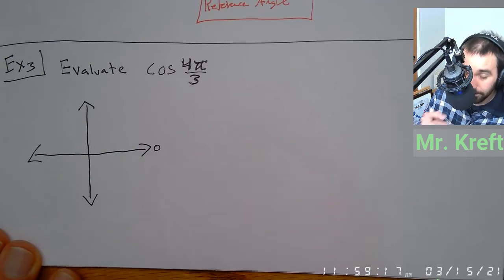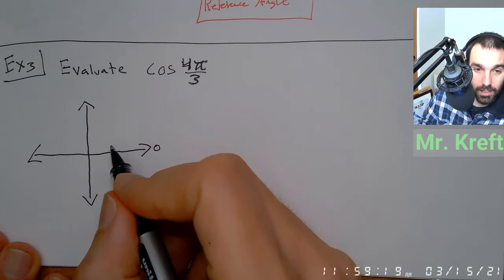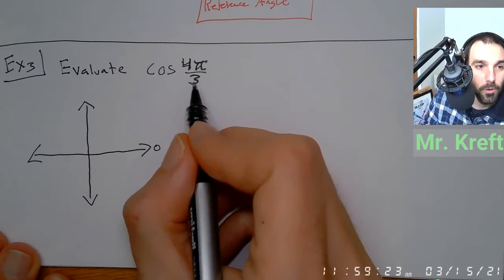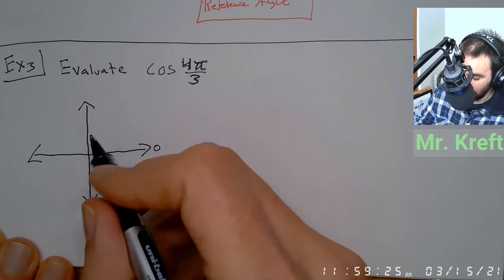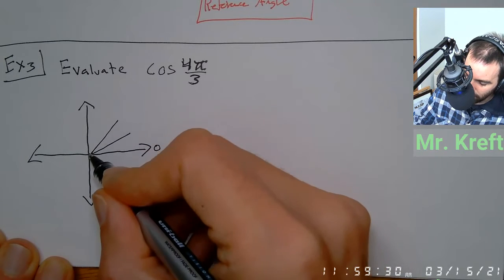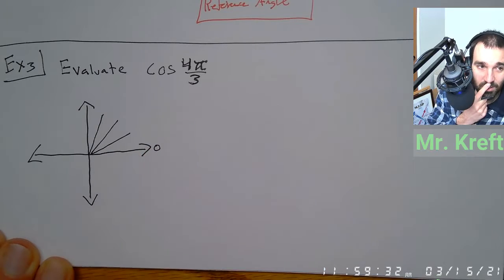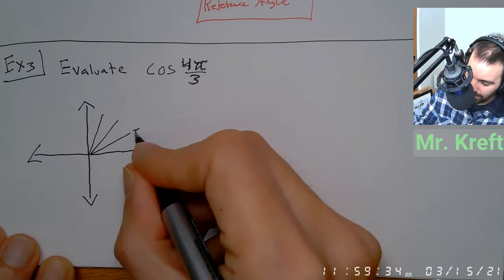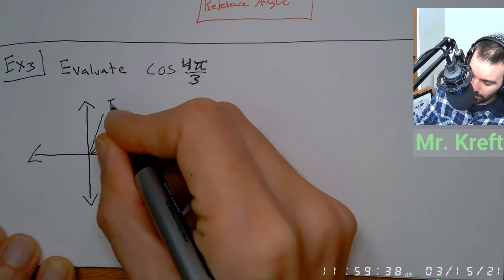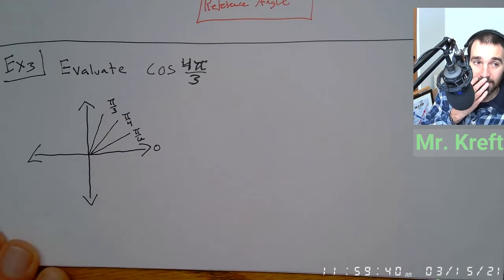So remember, we always start at 0. Okay, so now where are we? We're at, what was that? Oh, here it is. 4 pi over 3. So that's thirds. So if you guys forgot, all you need to do is memorize the first quadrant. So this is pi over 6. This is pi over 4. This is pi over 3.